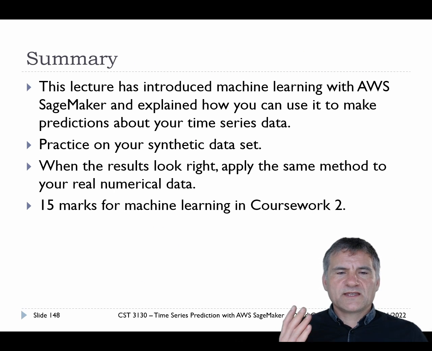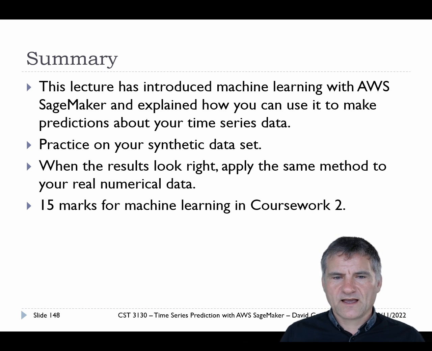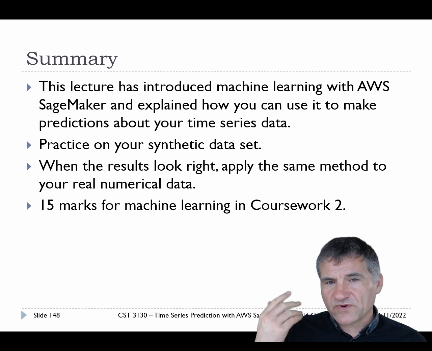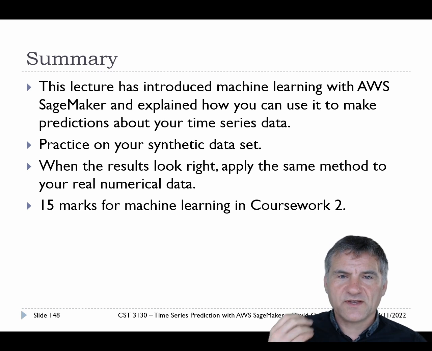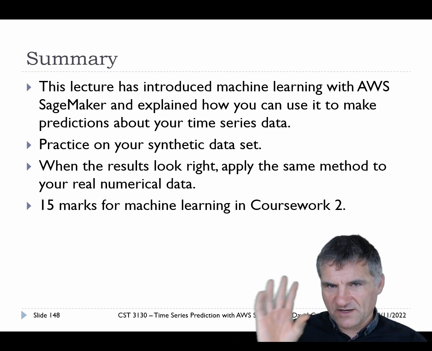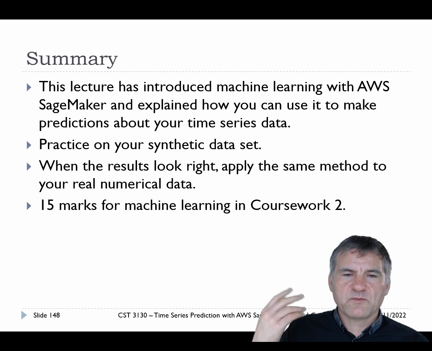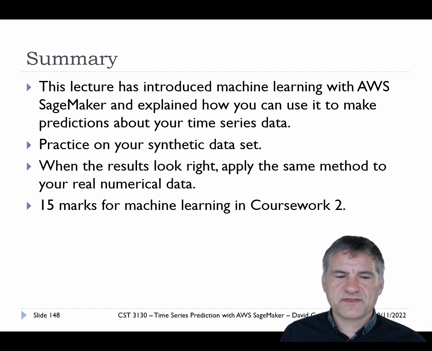And we're done. So let's just wrap it up. I've introduced machine learning with AWS SageMaker, and explained how you can use it to make predictions about your time series data. You practice on your synthetic data set, make sure you understand how it works, get everything right, it should generate the right predictions, and when the results look right, you apply the same method to your real numerical data. And there are 15 marks available for the machine learning in Coursework 2.